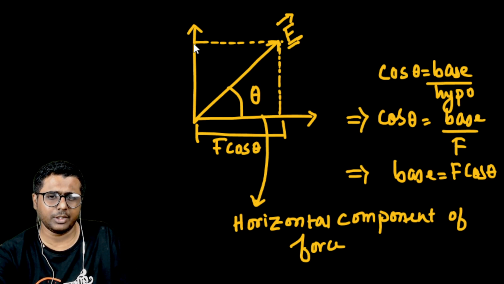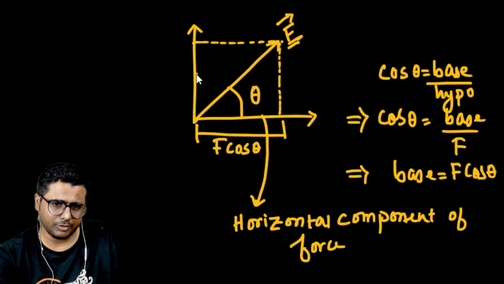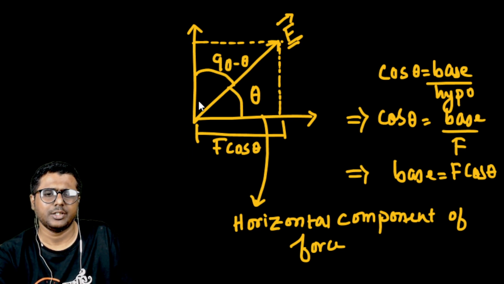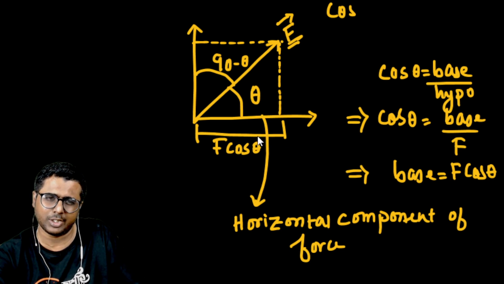Now let us understand how I am going to get the vertical component. The vertical component of force is this part. Okay. So here what is this angle? This angle is 90 minus theta. Here again I am taking cos, because I have to find the base over here. With respect to 90 minus theta, I have to find the base. I am not going to find the height. I do not require this, I have already found this one.